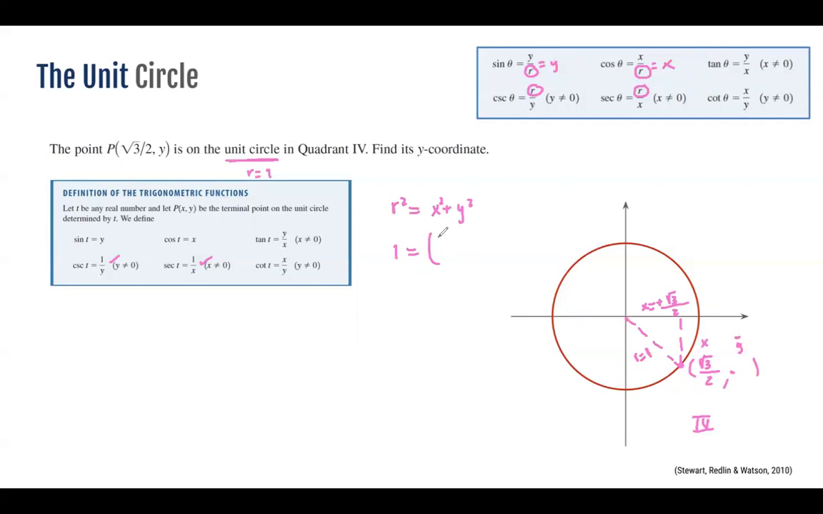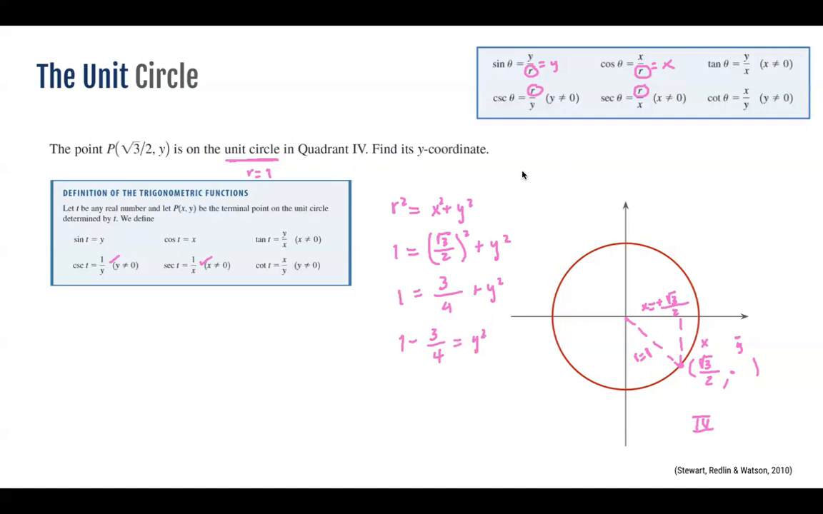And we're going to have x as the square root of 3 over 2, and we're going to square it, plus y squared, equal to 1. If we square the square root of 3, that's simply 3. And if we square the 2, that's 4, plus y squared. Now we're going to solve for y squared. So 1 minus 3 over 4 is equal to y squared.